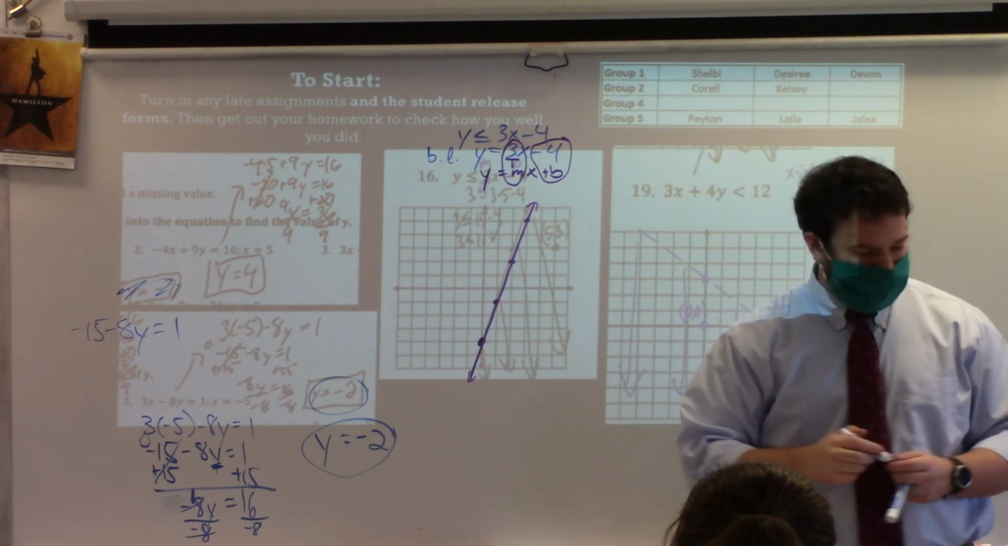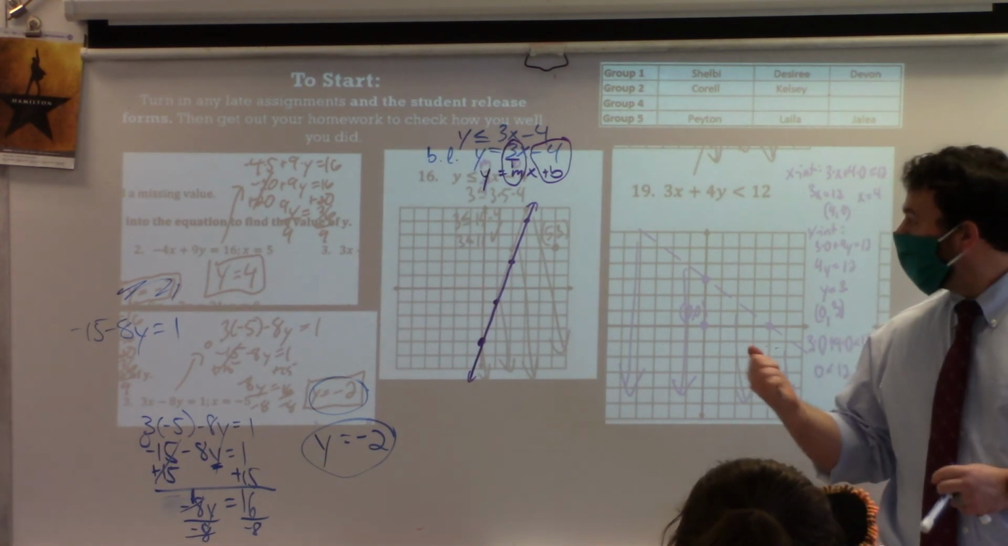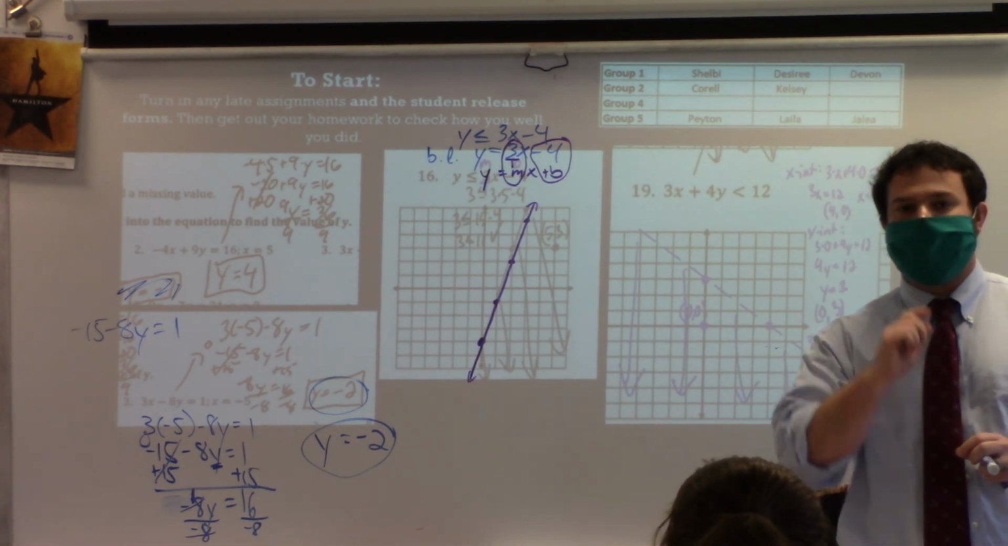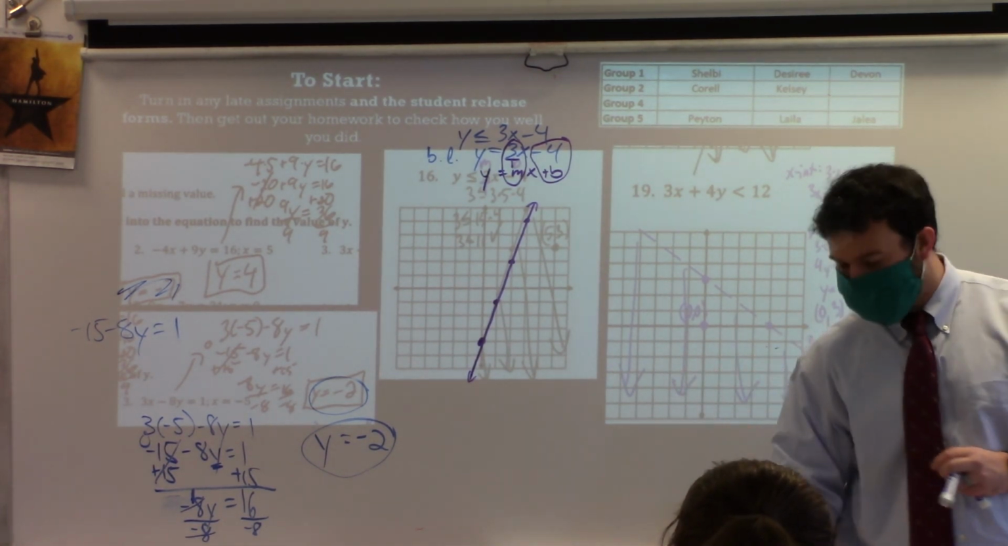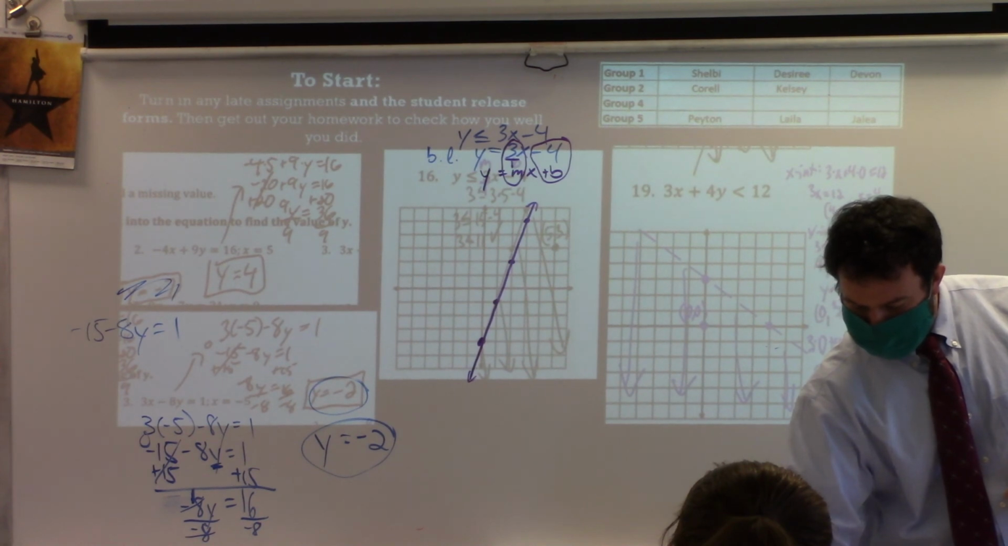Now why is that a solid boundary line? Because it's greater than or equal to. It can be equal to, right? It's not a strict inequality, it can be equal to. What is that one, number 16? So that's 5.6, number 16? Yeah. Okay.